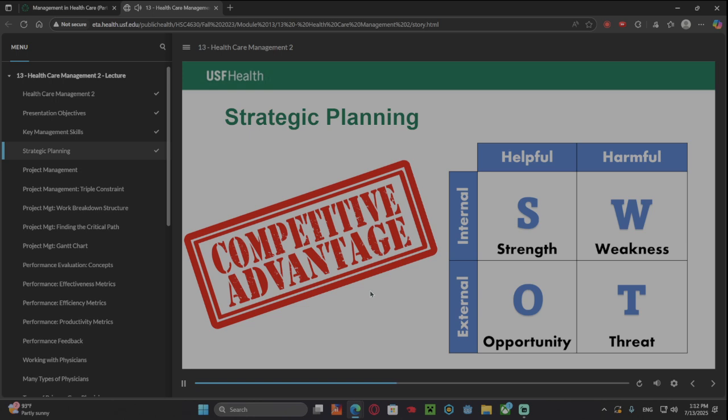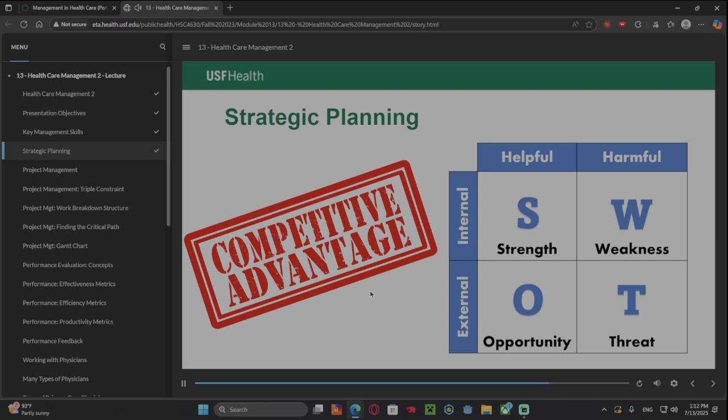One way to identify internal and external environments is to use a SWOT analysis. The SWOT analysis shown on this slide evaluates the strengths, weaknesses, opportunities, and threats involved with the organization and their external environment. On the internal axis, healthcare managers will evaluate the strengths, that is, those things that are helpful for the organization. It will also look at the weaknesses, things that are harmful to the organization, from the perspective of internal or inside the organization.